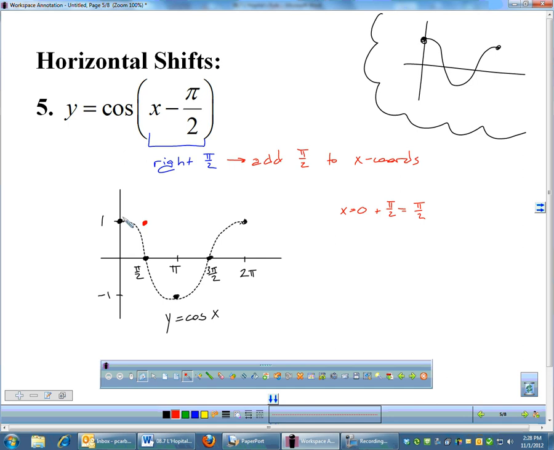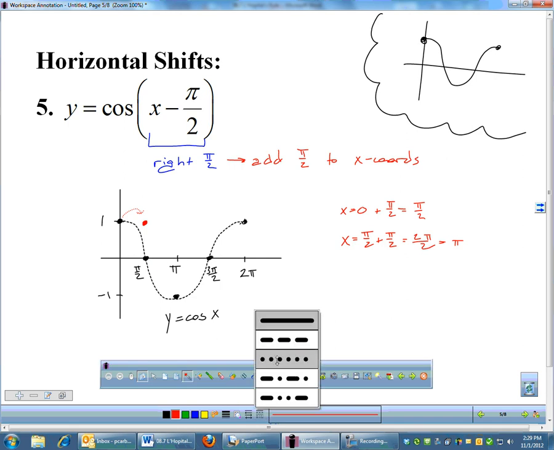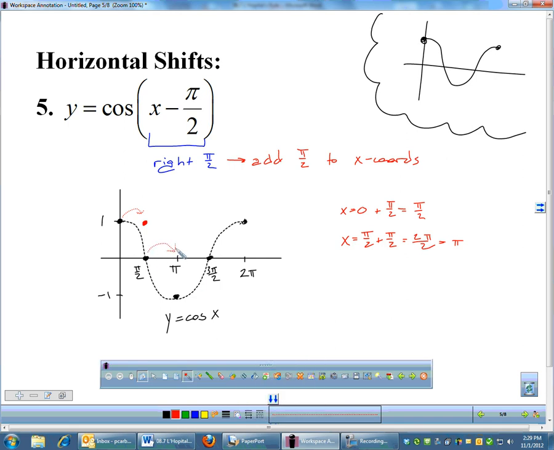Now I'll move to my next one. See, this one shifted right pi over 2. So now I'm going to look at this x coordinate of pi over 2, and add pi over 2 to that, and that's our transformation. Pi over 2 plus pi over 2 is 2 pi over 2, or just pi. So this point right here is going to move to the right to just an x coordinate of pi. So it's going to end up right here. And we're going to do that all the way across. My next x coordinate right here, this point, is at x equals pi. If I add pi over 2 to that, we end up at 3 pi over 2. So this point's going to move over to 3 pi over 2.